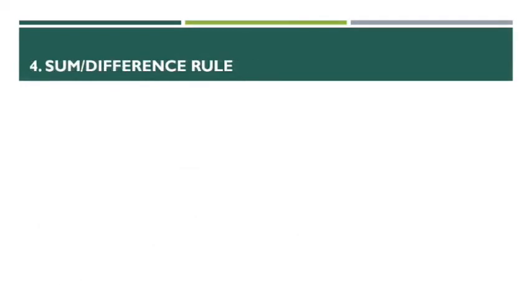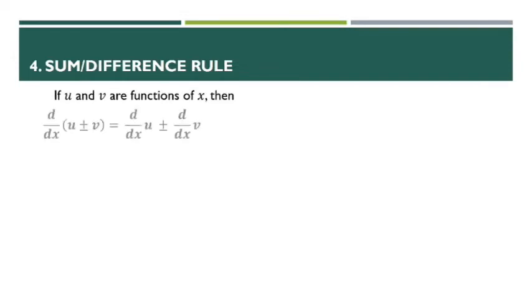Number 4, sum or the difference rule. Just like in limit laws, if u and v are functions of x, then the derivative of the sum or difference of u and v is equal to derivative of the function u in terms of x plus or minus the derivative of v in terms of x.